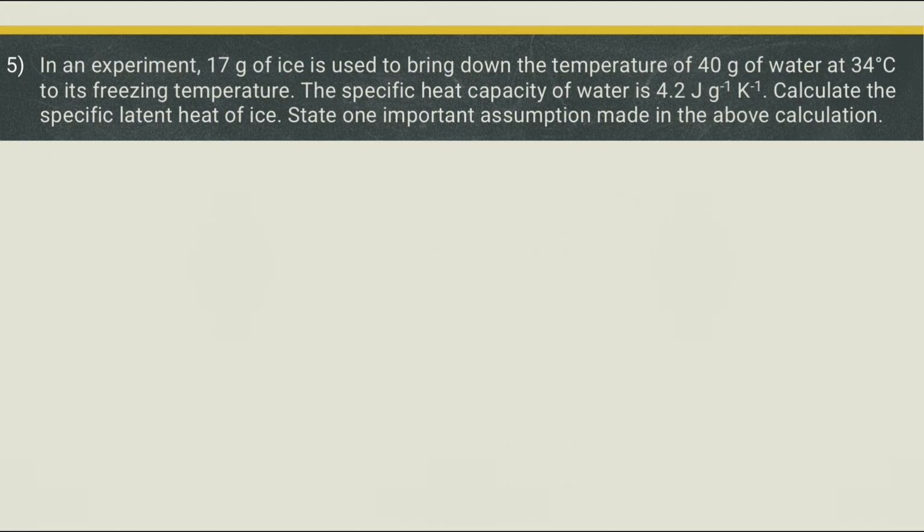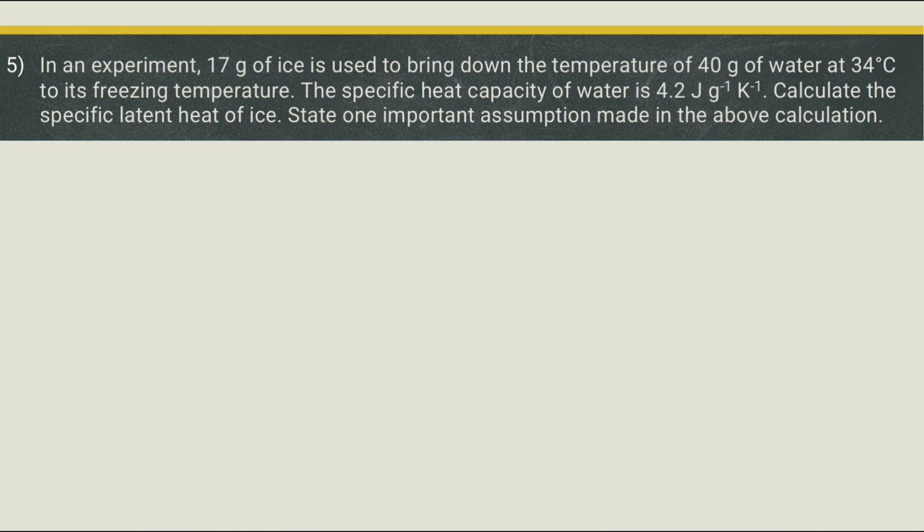Fifth numerical. In an experiment, 17 gram of ice is used to bring down the temperature of 40 gram of water at 34 to freezing temperature. What is the freezing temperature of water? 0 degrees Celsius. Freezing temperature of water or melting point of ice is the same. Specific heat capacity of water is given. Calculate the specific latent heat of ice. State one important assumption made in the above calculation.